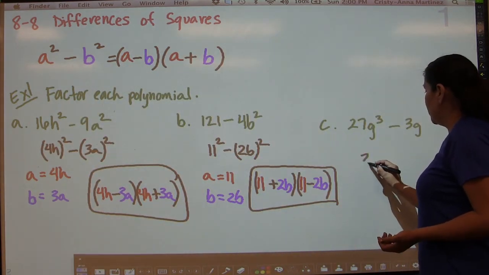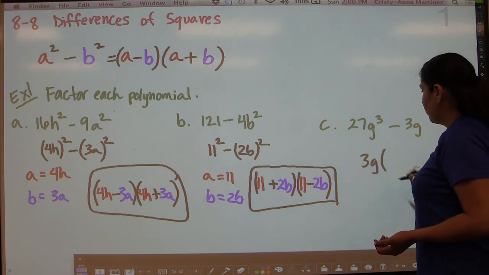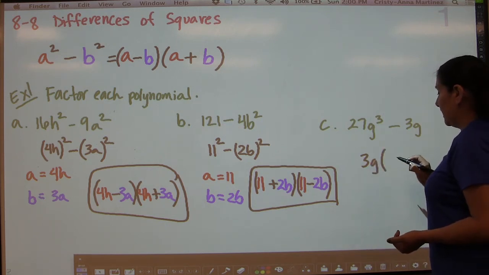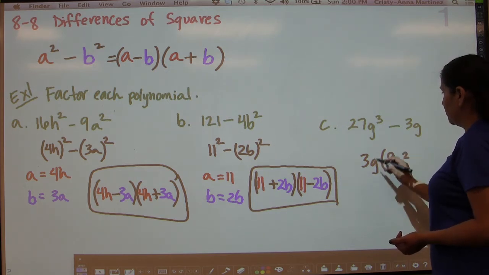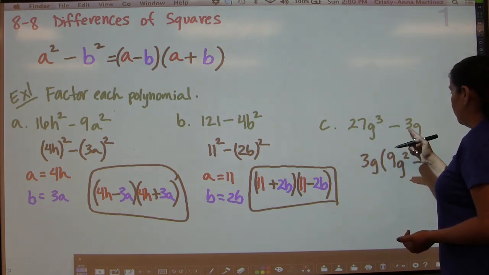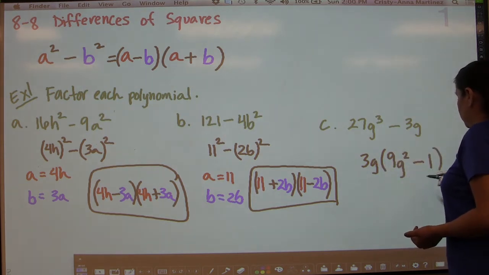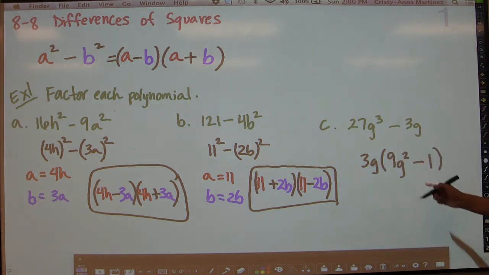So I'm going to take out a 3 and then take out a g, and I know that 9 times 3 is 27, and g squared times g is g cubed, and then 3g times 1 is 3g. So I get 9g squared minus 1. Now this is interesting because a lot of times students neglect to recognize that 1 could be 1 squared. 1 squared is also 1.